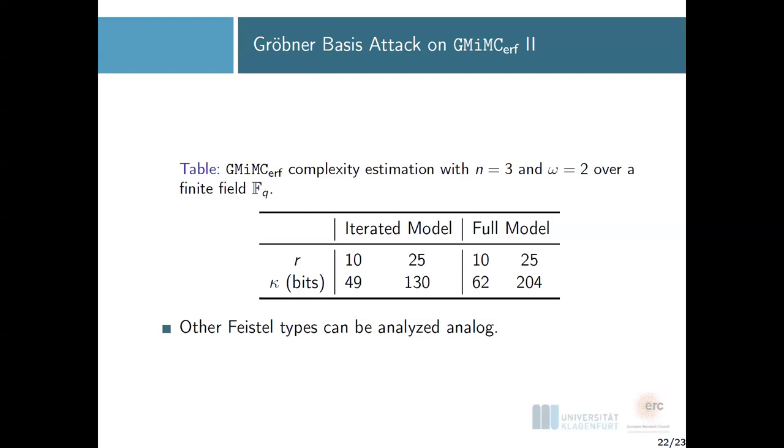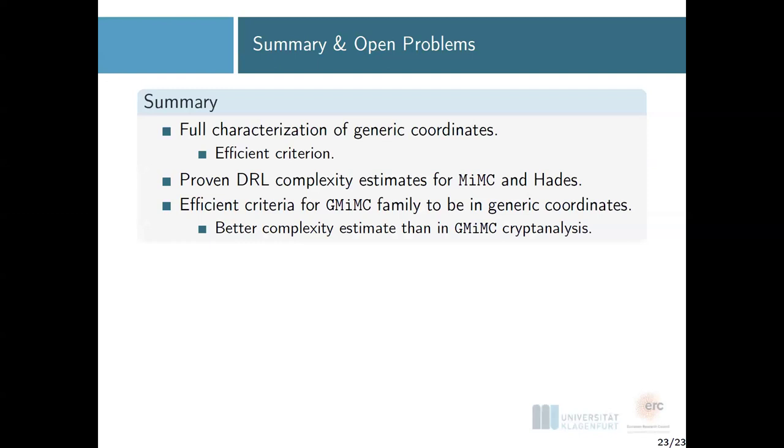The strategy to prove generic coordinates for GMiMC, we are verifying the rank of a linear system, generalizes also to other types of Feistel networks. We are at the end. In the paper, I developed the full characterization of generic coordinates. Okay, it gives you an efficient criterion. And then this yields proven complexity estimates for various designs.